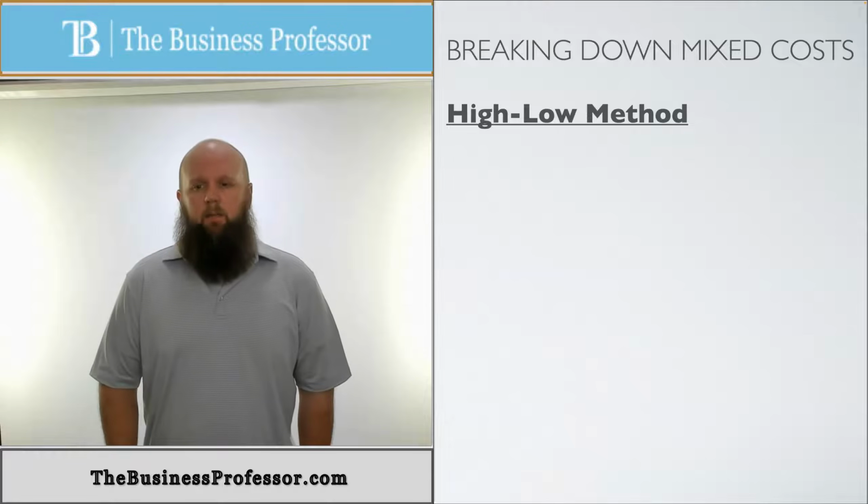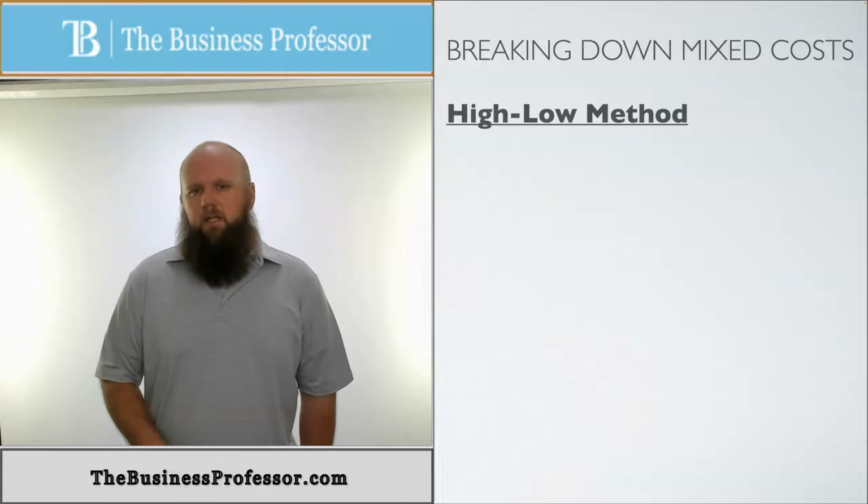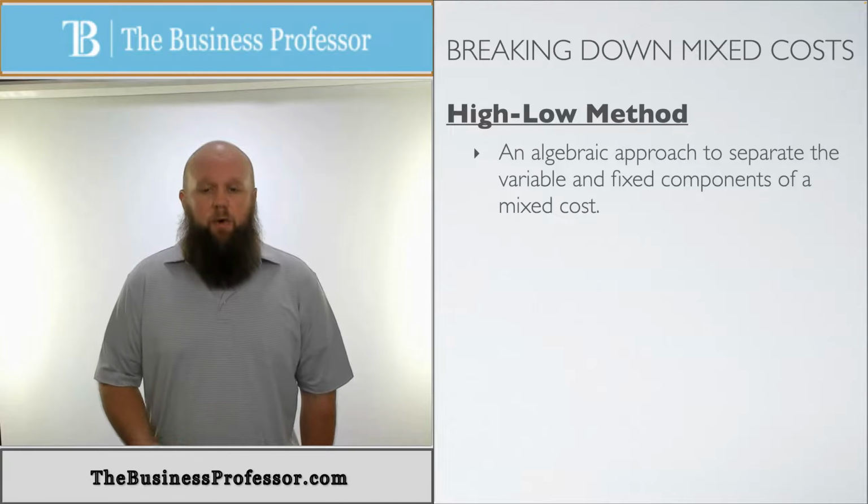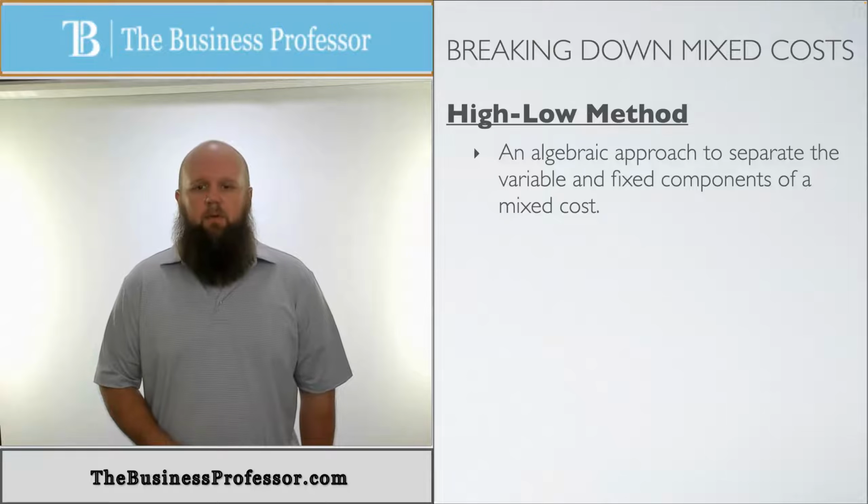Another method of breaking down mixed costs is what's called the high-low method. This is probably the most common one that's going to be used in classes, because it's something that doesn't necessarily have to have software, but it can be done and it gives you a lot more accuracy than just, say, the scatter graph approach. The high-low method is an algebraic approach to separating the variable and fixed cost components of a mixed cost.